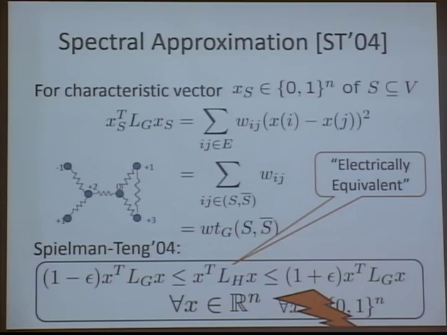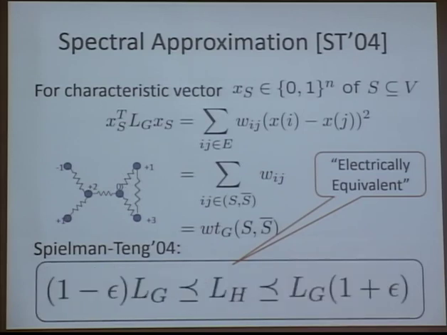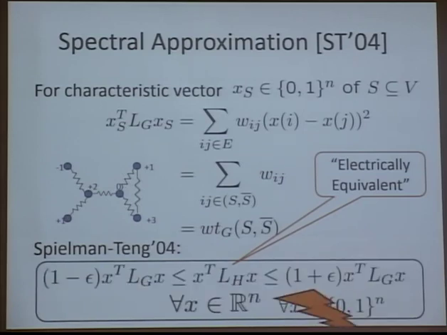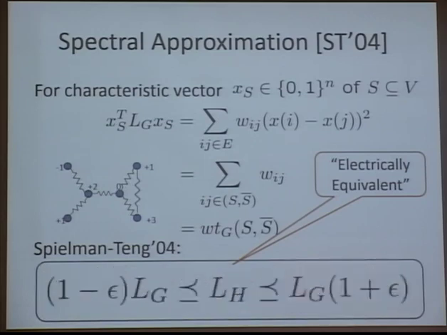And you want to think of this as just saying two graphs are electrically equivalent. So as electrical circuits, the energy dissipation is the same. And from now on, I don't want to keep writing x transpose Lx all over the place, so I'm going to use this positive semidefinite matrix notation. A less than B just means the quadratic form of A is pointwise less than the quadratic form of B. So I guess everybody's okay with this.